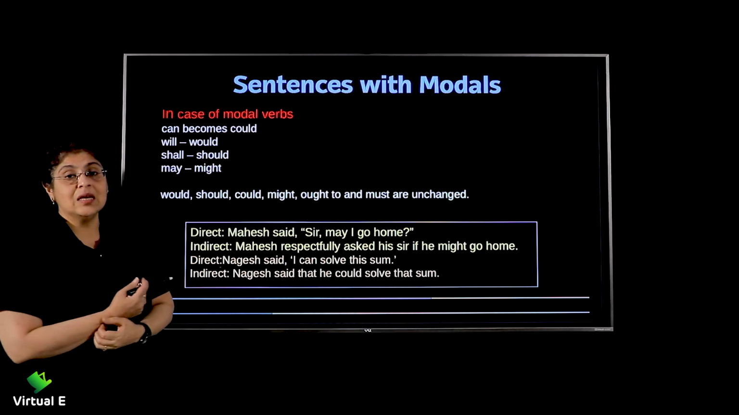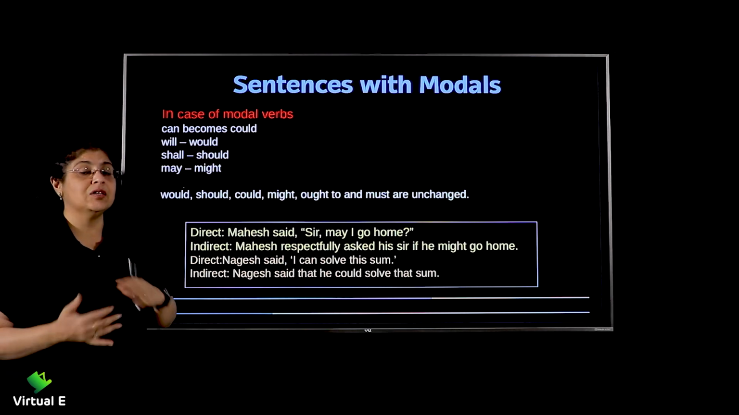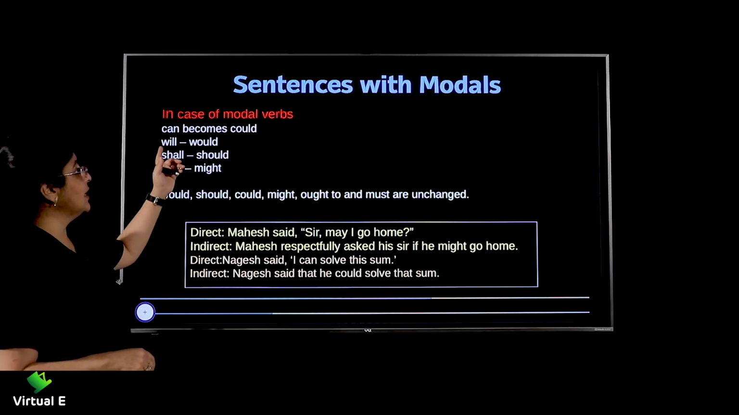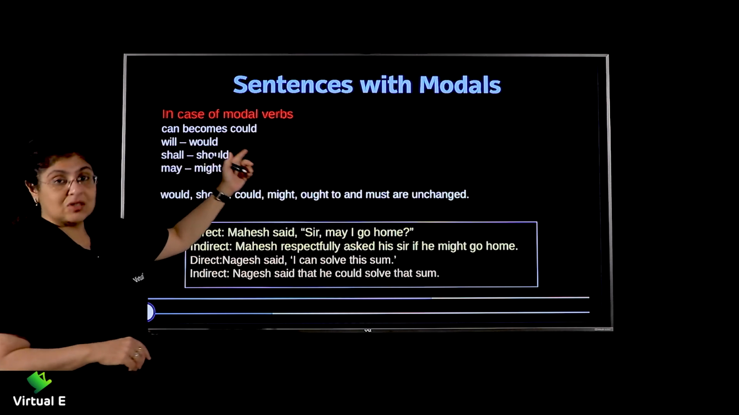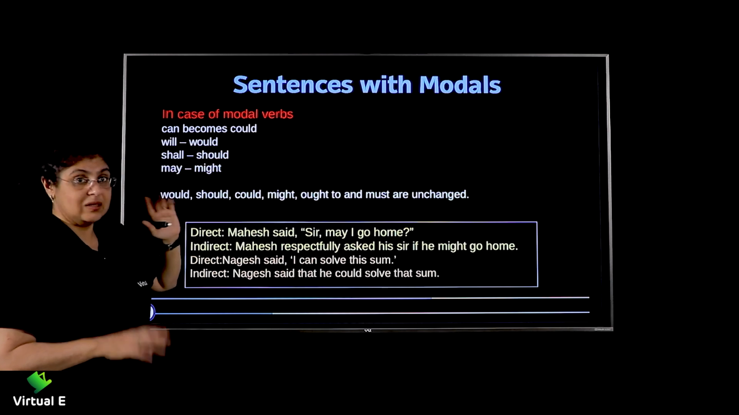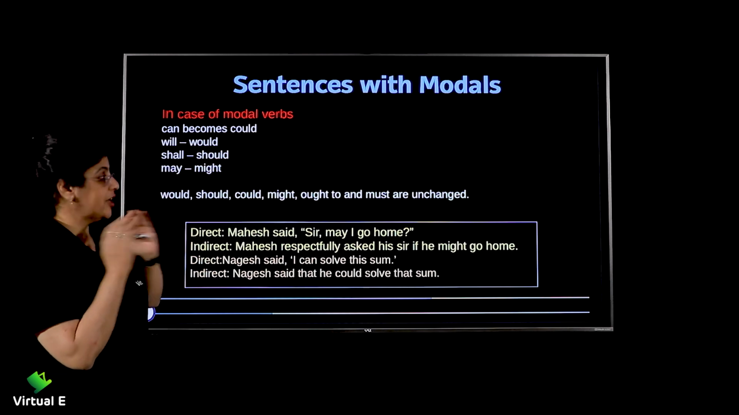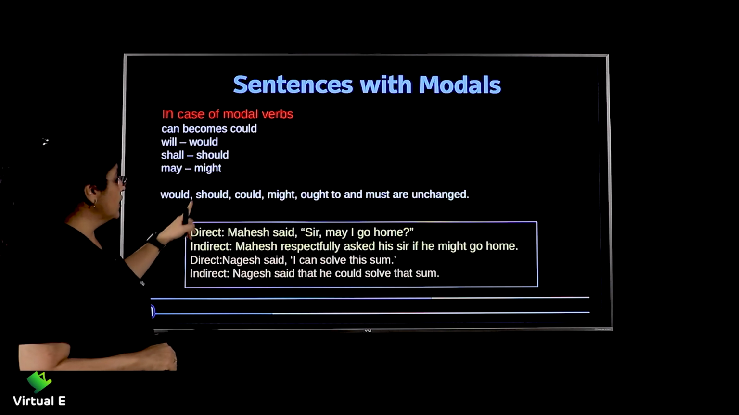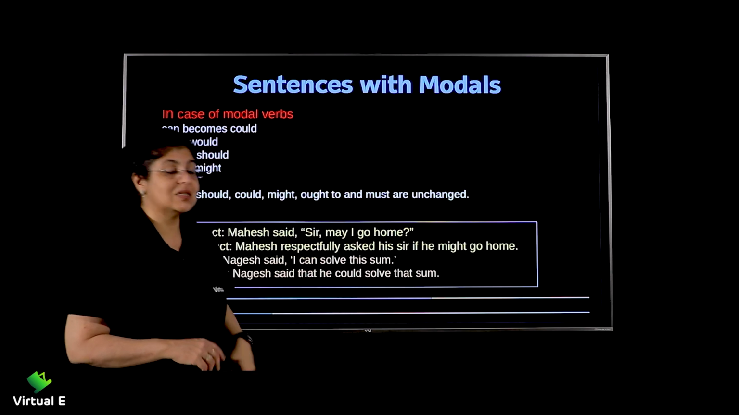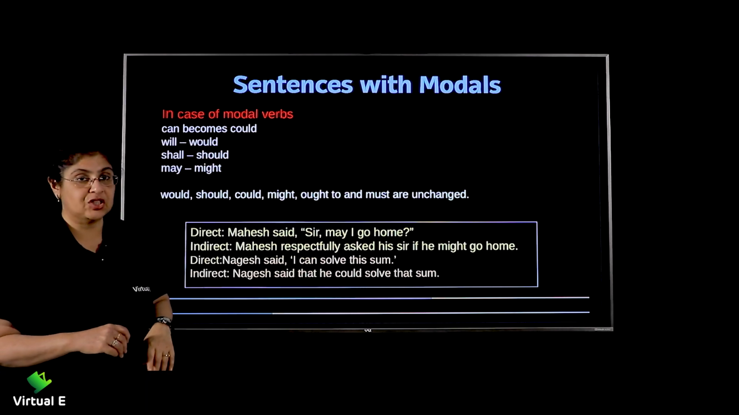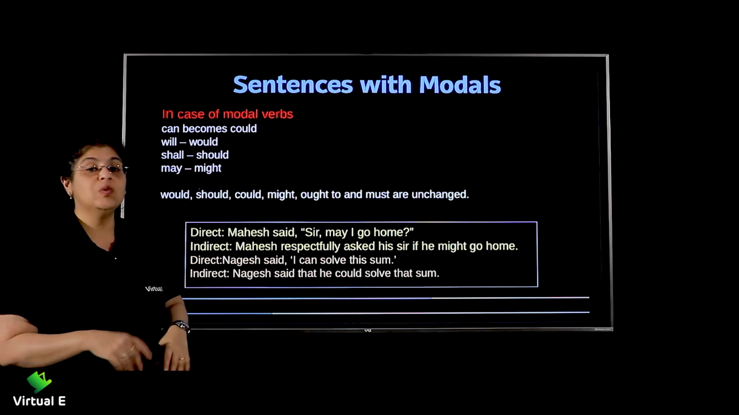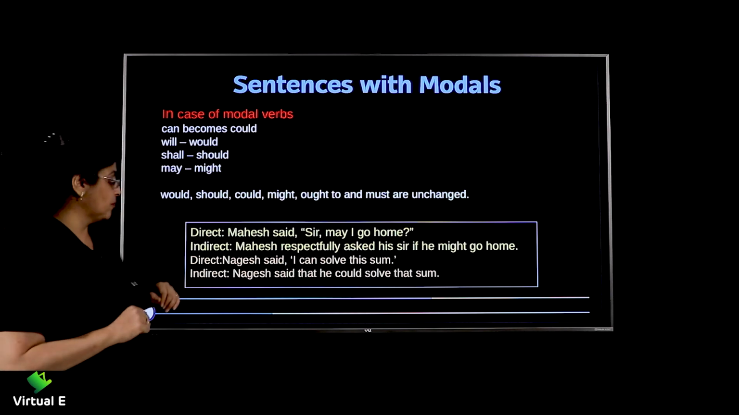Sentences with modals. Now, we all know our modals: can, could, may, might, will, would, shall, should, so many of them, right? In this case, what happens? Can becomes could, will, would, shall, should, may, might. Okay? In this case, these change to this. But would, should, could, might, ought to, and must remain unchanged. If these come in your sentences from direct to indirect, you will not change them. They will remain the same.